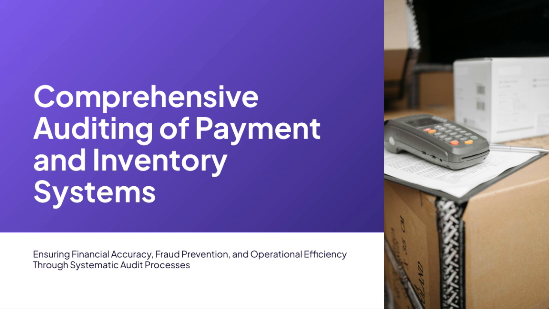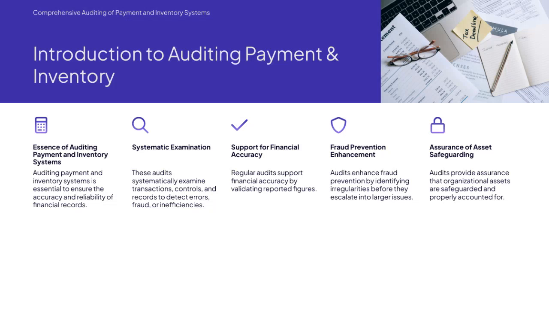Let's get started. When we talk about auditing payment and inventory systems, we're focusing on making sure financial records are both accurate and trustworthy. It's a crucial process that helps organizations maintain confidence in their financial data. Audits involve a systematic examination of transactions, controls, and records. This thorough review aims to uncover any errors, fraud, or inefficiencies that might exist within the system.